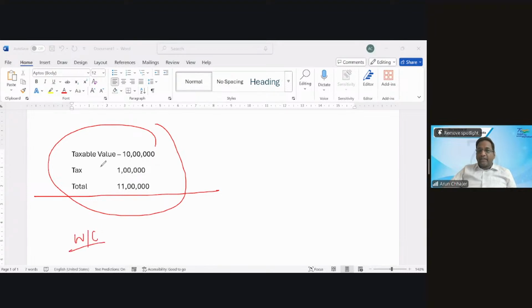service for repair of that particular machine. I have incurred 1 lakh rupees. 18,000 is the GST. I can take the ITC of 18,000 because it is plant and machinery. Correct?